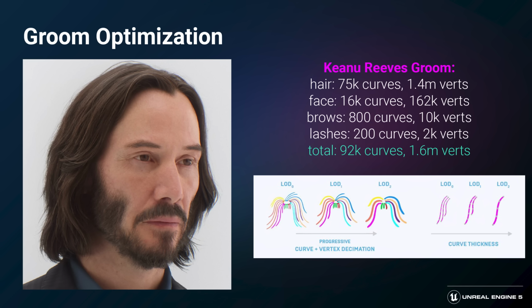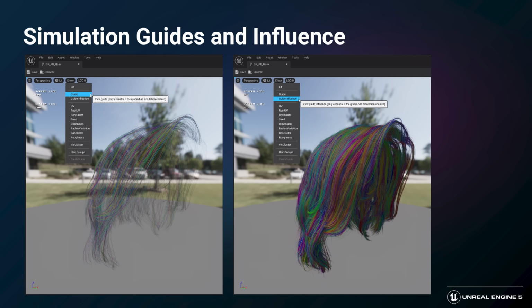Now, you can't have such realistic-looking hair without realistic dynamics as well. For Keanu Reeves' hair, 3,000 guides were used to drive the simulation. On the left are the guide hairs, and on the right, each colored clump of hair is driven by one of those guides. Let's take a look at this close-up shot.